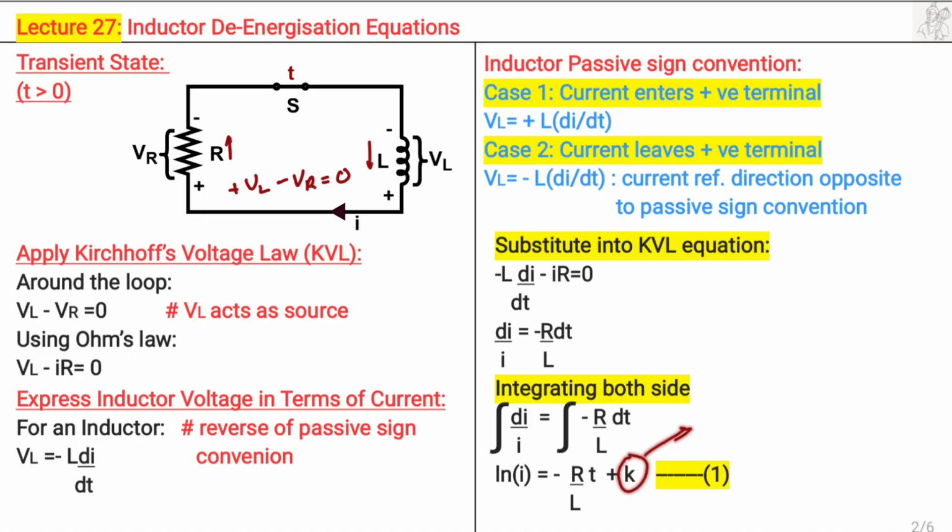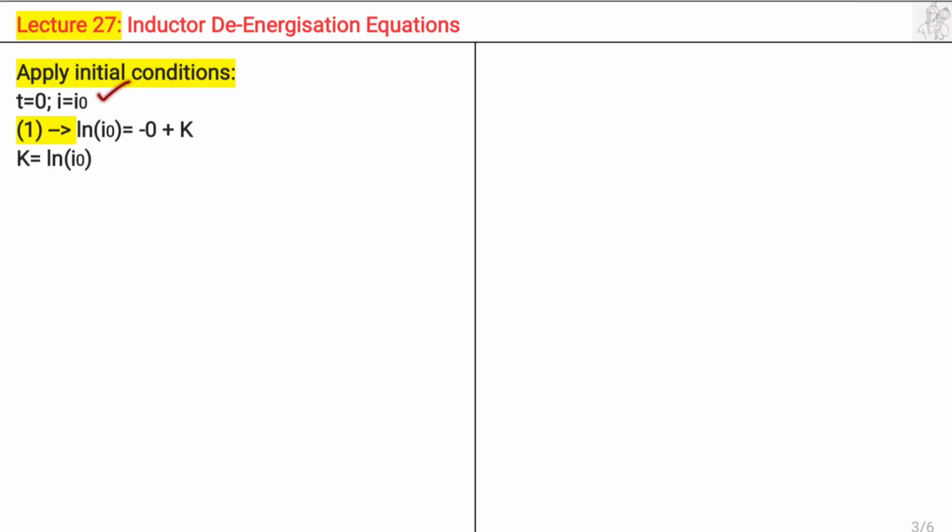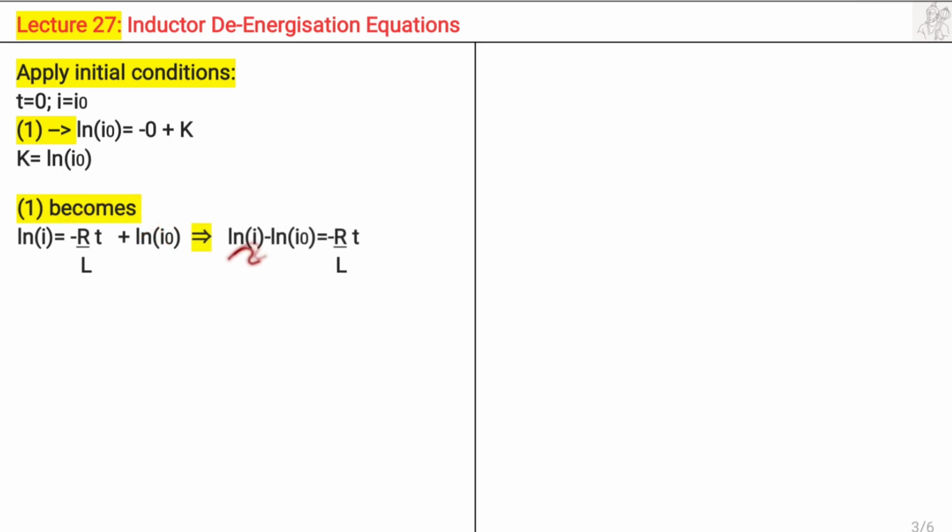This constant k is obtained by using the initial condition. So initially at t equal to 0, I is equal to I naught. Therefore, equation 1 becomes log of I naught is equal to minus 0 plus k. So from here, k is equal to log of I naught. Putting this value in equation 1, we get log of I is equal to minus R by L t plus log of I naught. And bringing this value to the left side, we get log I minus log I naught is equal to minus R by L t.